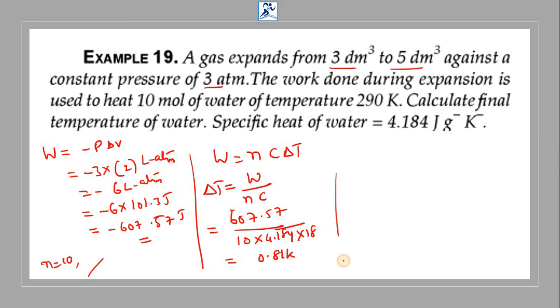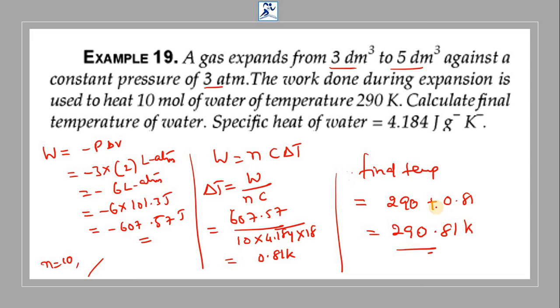And this ΔT, the answer whatever you got, is the change in the temperature. To find the final temperature, the final temperature will be equal to the temperature given in the question, 290 Kelvin, plus the change in temperature you got, that is 0.81. So 290.81 Kelvin is the answer for this question.